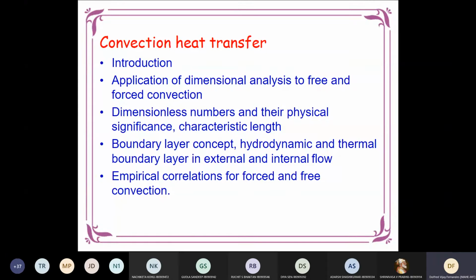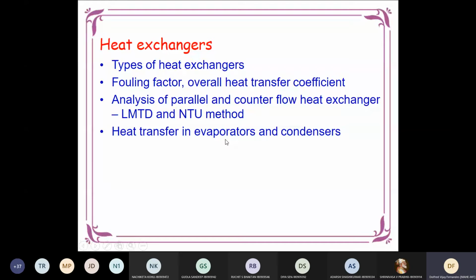So if you understand the selection of correlation, then it is very easy. Then we will take up an application of convective heat transfer, a very important and very industrial one. If you go for masters in thermal sciences, you have this subject again in an advanced form. This is the analysis of heat exchangers.